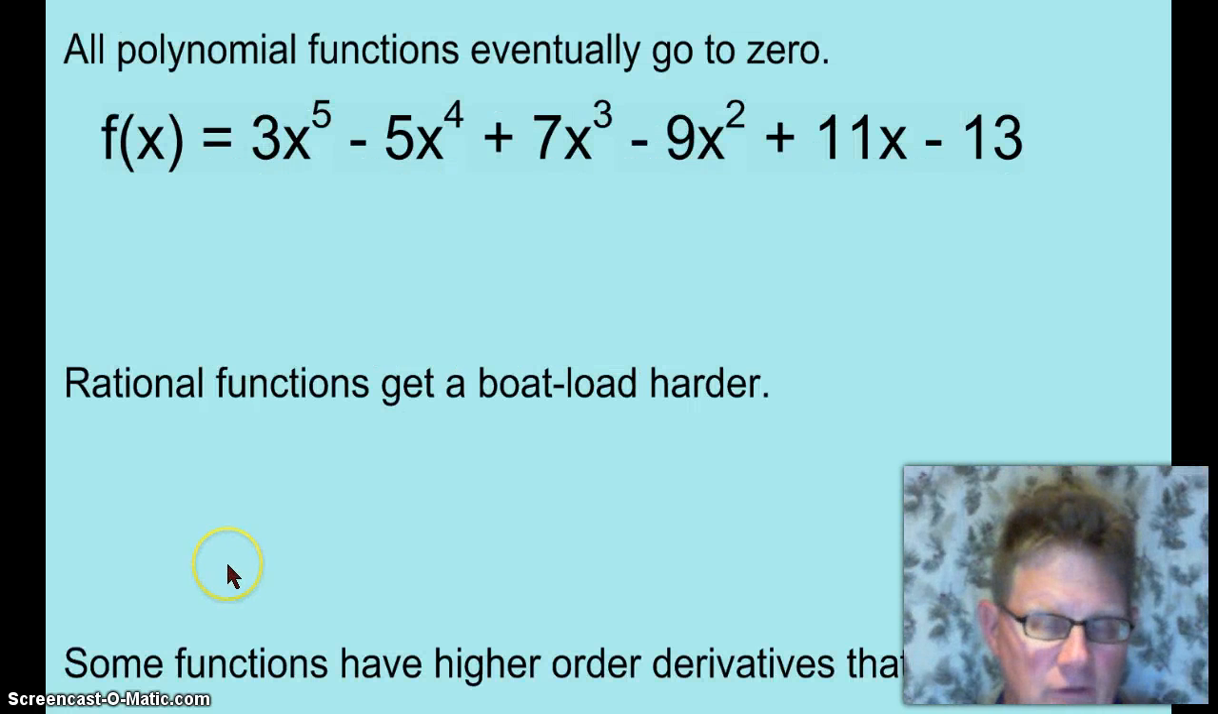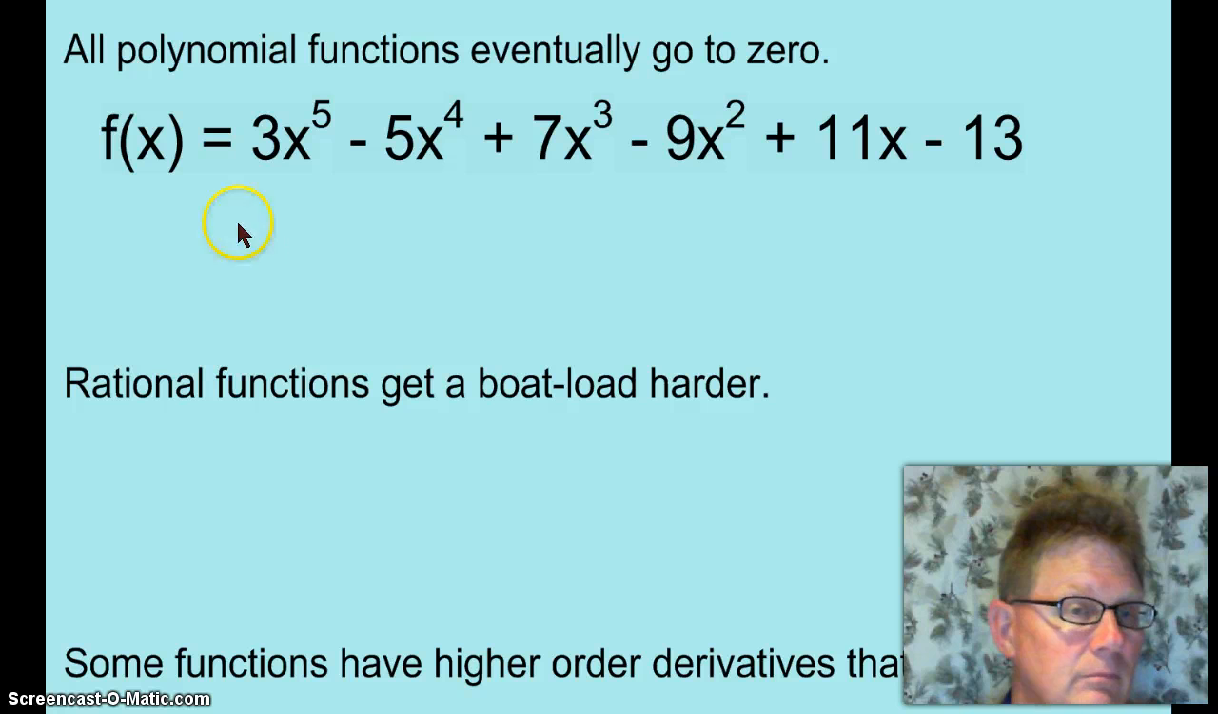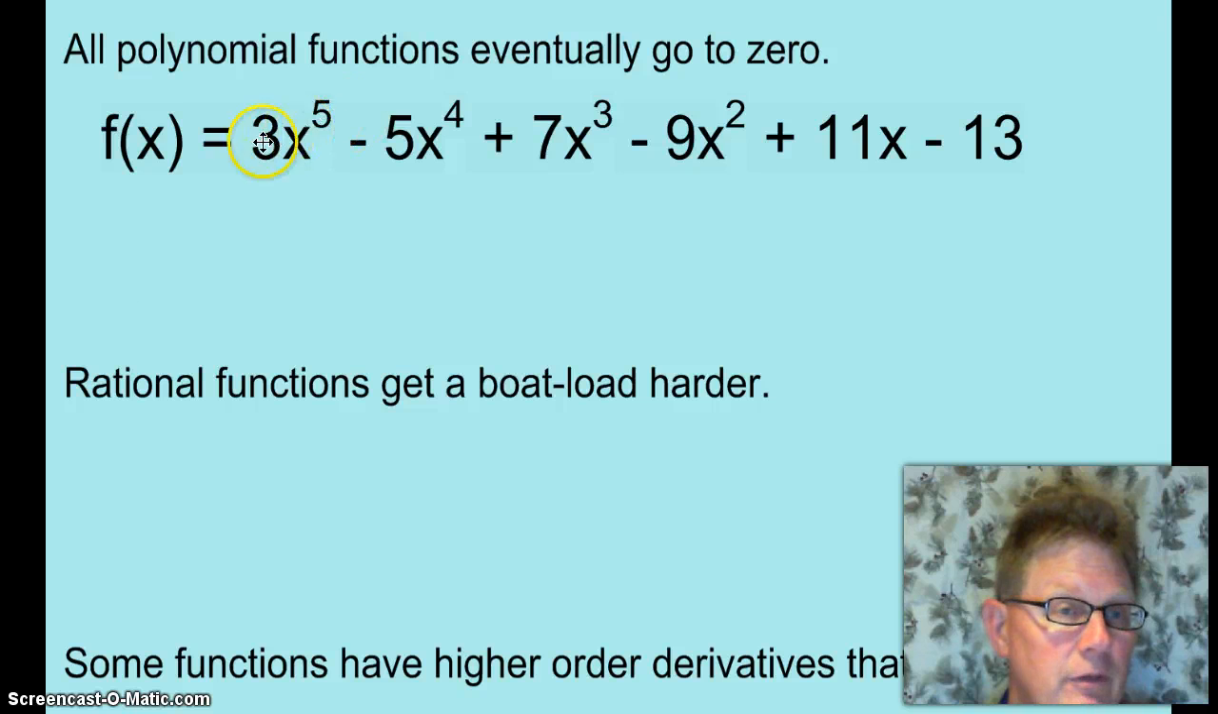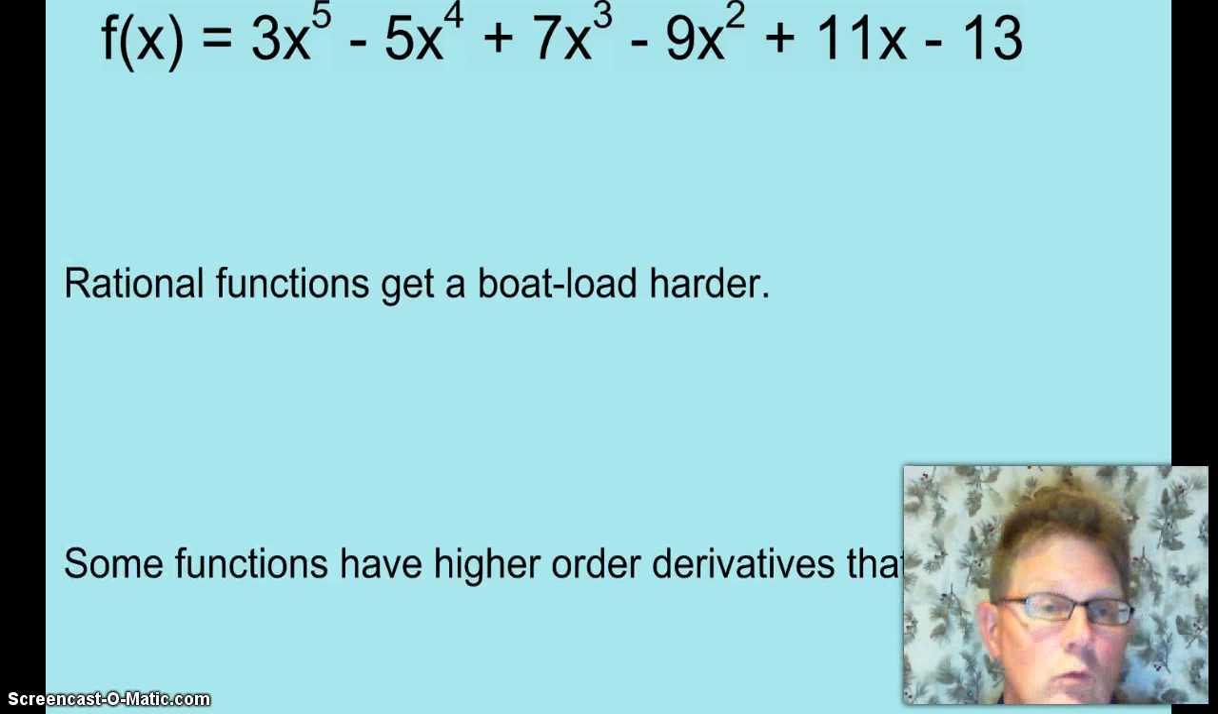As you saw in the last example, all polynomial functions eventually go to 0. I wonder how many derivatives it would take to get to 0. Several, I'm sure. 5 or 6? How many did it take with x cubed? 1, 2, 3, 4. So I'm guessing with 3x to the 5, it's going to take 6 derivatives to get to 0. Okay? Rational functions, they get a boatload harder.